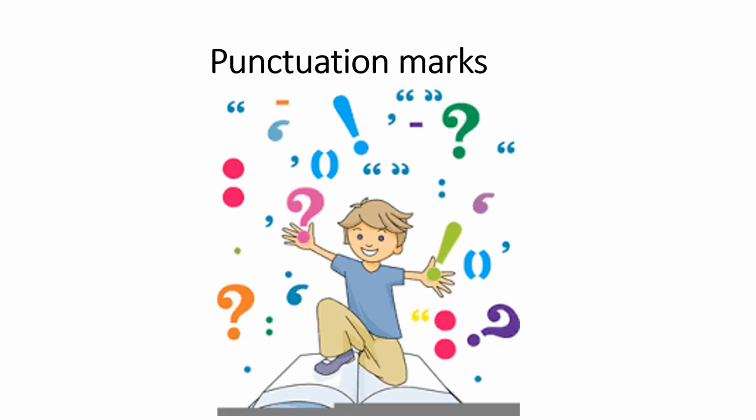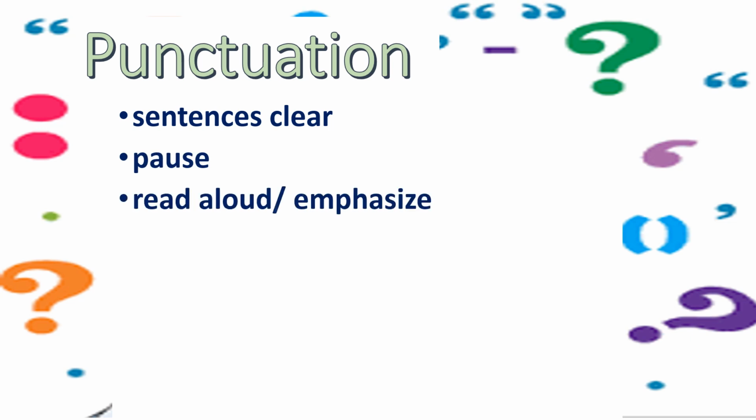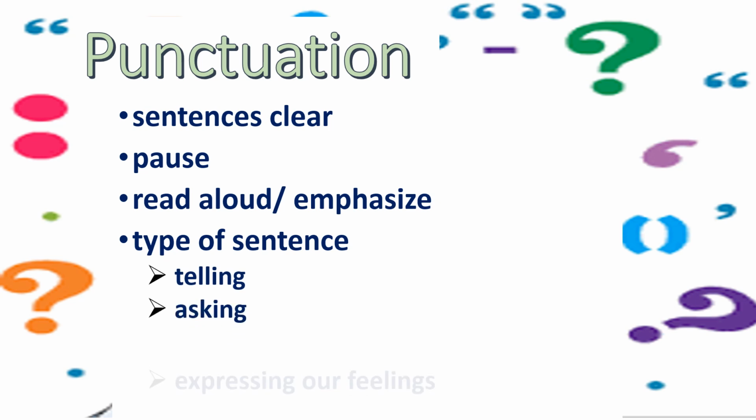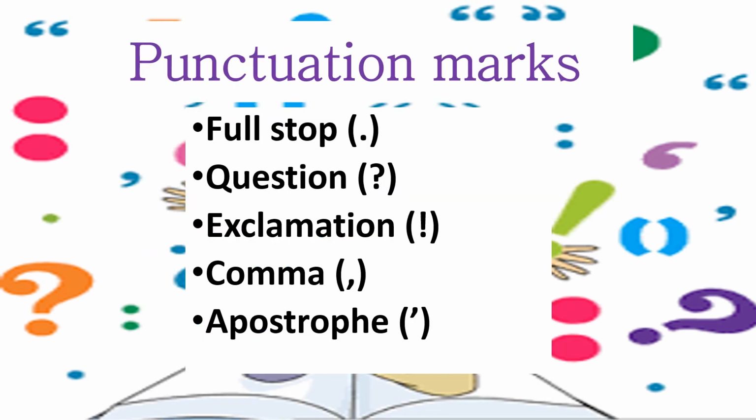Students, let's discuss punctuation marks. Punctuation marks help to make the meaning of sentences clear. They also tell us where to pause when the sentences are read aloud. They may also tell us about the type of sentences, whether it is a telling sentence, an asking sentence, or an expressing sentence. Punctuation marks are full stop, question mark, exclamation mark, comma, and apostrophe.